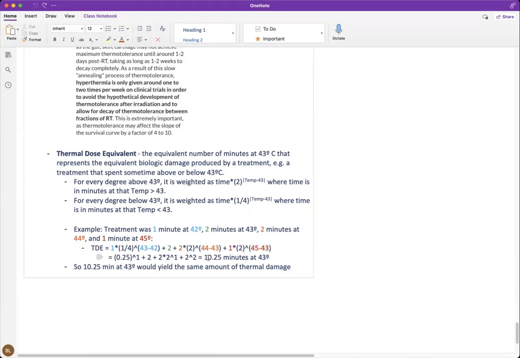And I do that, and I get 10.25 minutes at 43 degrees. That's how I would express this as a thermal dose equivalent. So if I wanted to give this treatment differently, I could simply set them at 43 degrees and do a treatment of 10.25 minutes, and that'd be the same thing as doing all this.